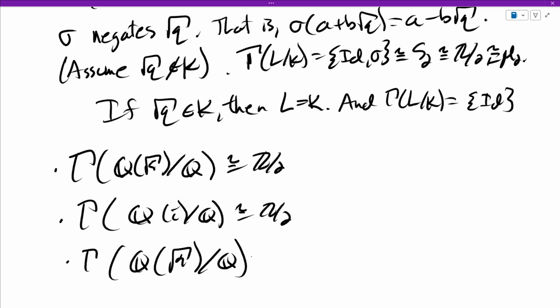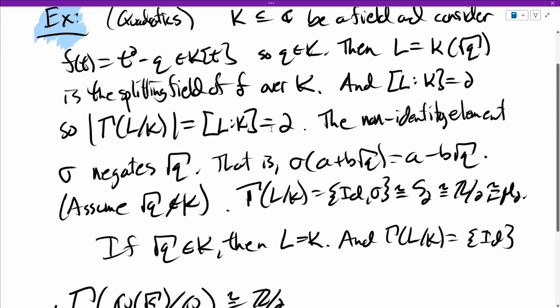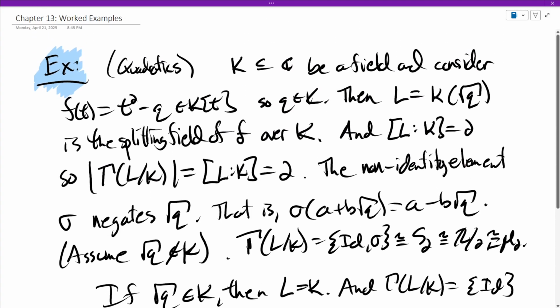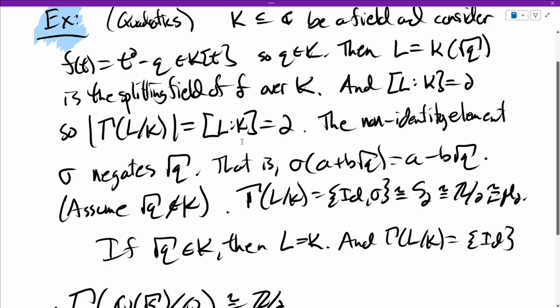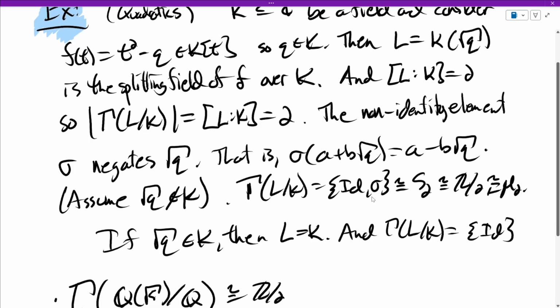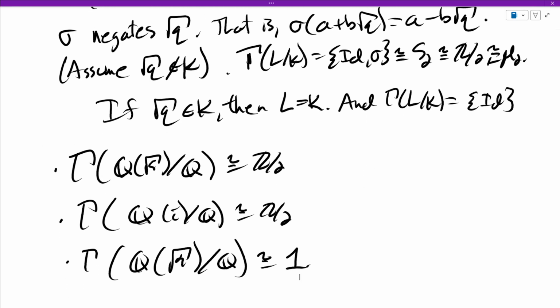Of course, the square root of 4 is already there, so this is just the trivial group, which is often written as a 1. So these are the simplest types of extensions. If the square root is in our field, then it's trivial. So the Galois group is trivial. Otherwise, we get Z mod 2 as the Galois group. So here's our first example.